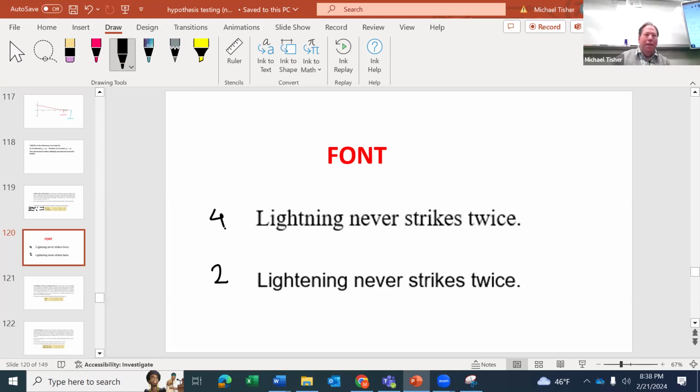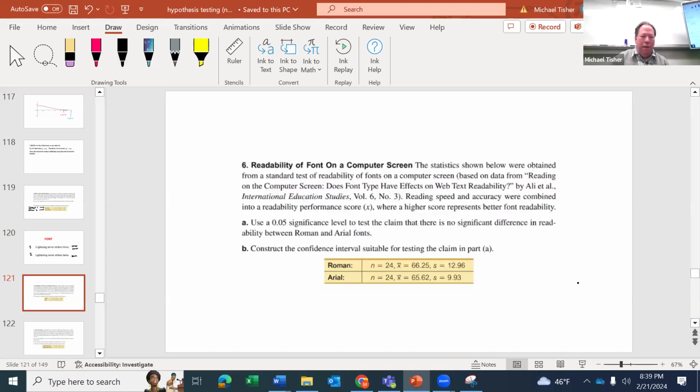Okay, now the top one, does anyone know what font the top one is? Times Roman, yes, that's the most popular one. How about the bottom one? Arial, I believe so, yes. Okay, so there's a nice test we can do here. We'll do this one here.